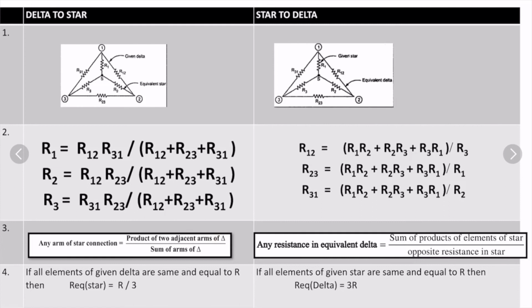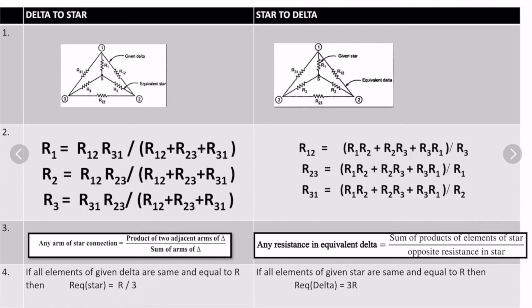And one more very important thing you need to remember: if by chance you have a delta of the same elements, like all elements having the same value, supposedly R, you can directly write the value of the star elements, that is R divided by 3. You need not write the formula and do the calculations. All elements of the star are going to have the same value, that is R divided by 3.